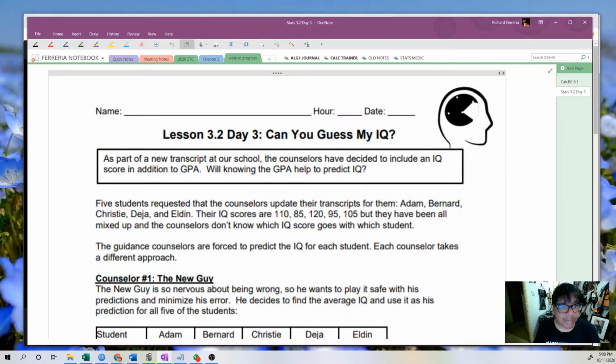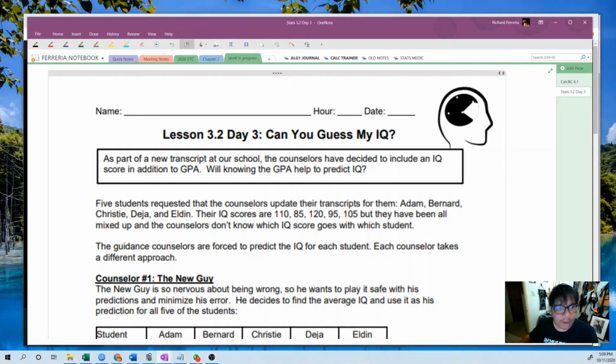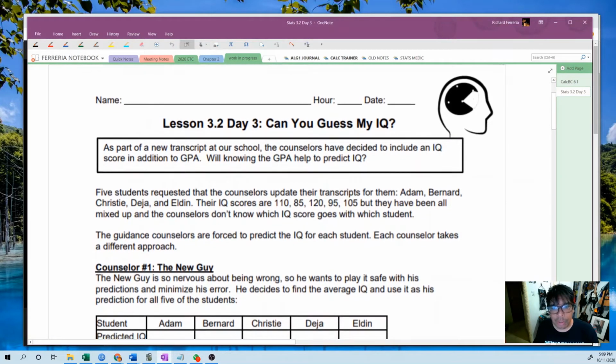As part of a new transcript at our school, the counselors have decided to include an IQ score in addition to GPA. Will knowing the GPA help predict IQ? Five students have requested that counselors update their transcripts for them: Adam, Bernard, Christy, Deja, and Eldon. Their IQ scores are 110, 85, 120, 95, and 105. But they have all been mixed up, and the counselors do not know which IQ score goes with which student.